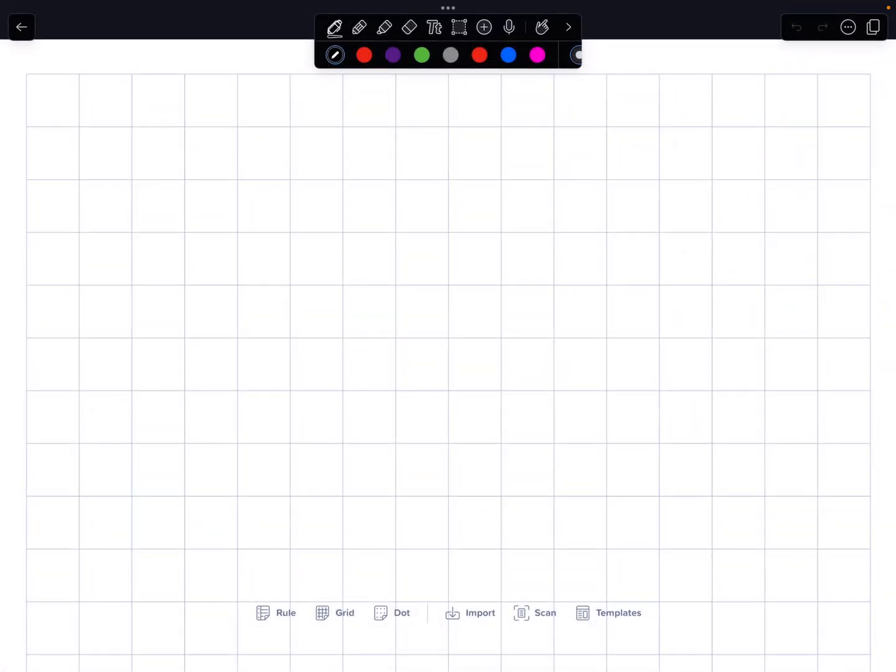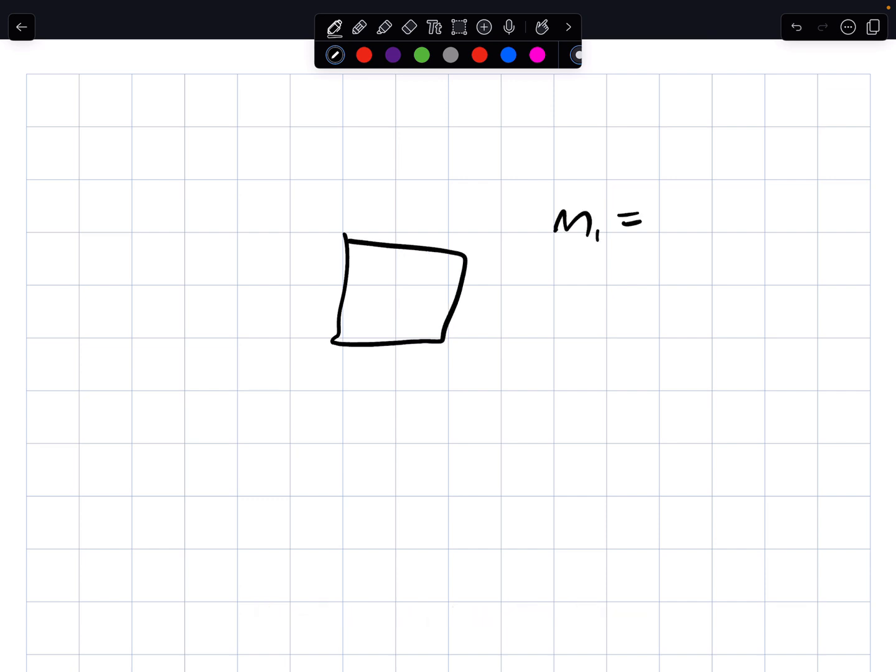All right, so here is yet another problem involving Newton's third law and Newton's laws of motion. So here we go. Yes, we're going to have two blocks. Again with the blocks. So here's a block, and let's call this M1, and it has a mass of 2 kilograms.